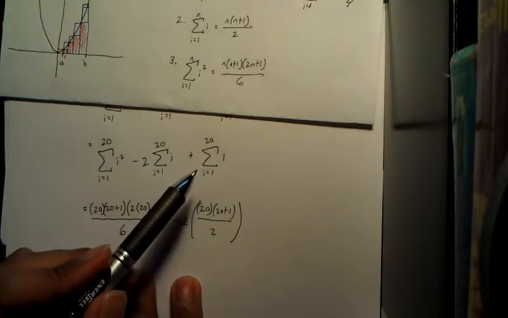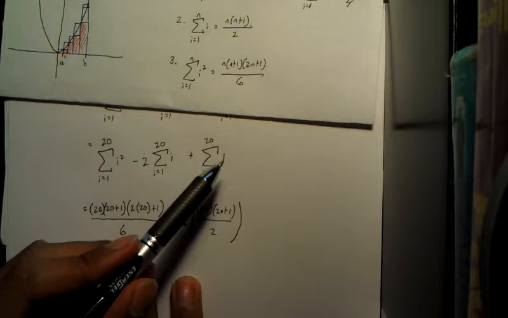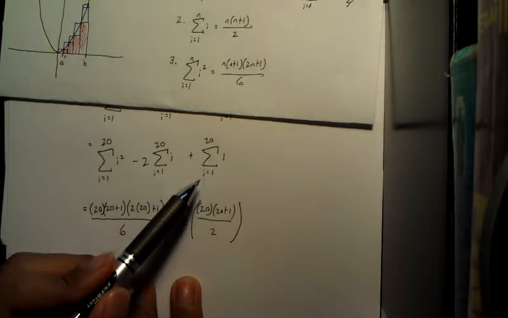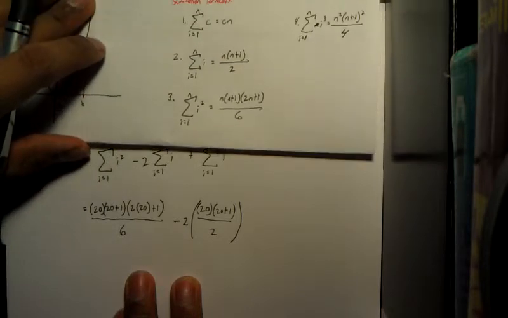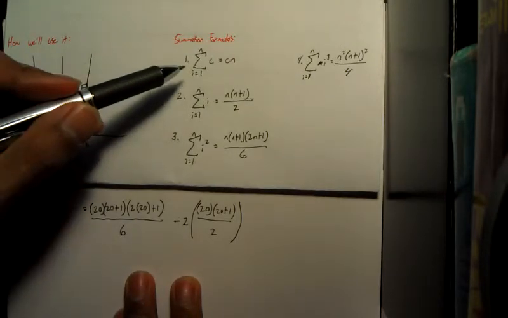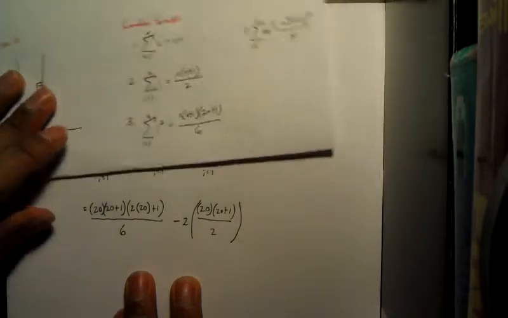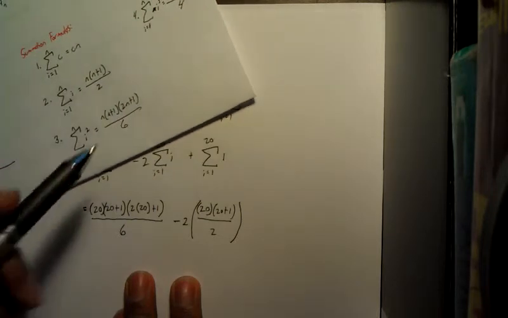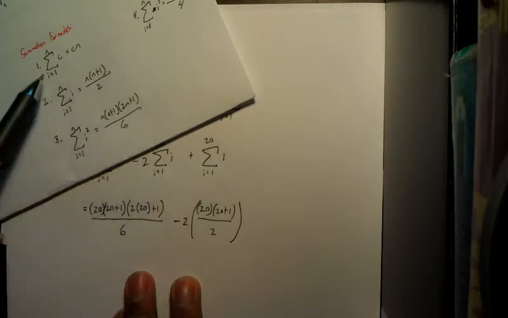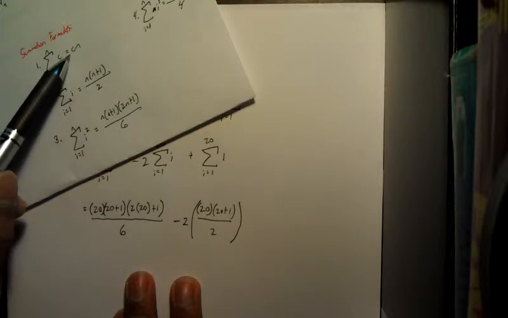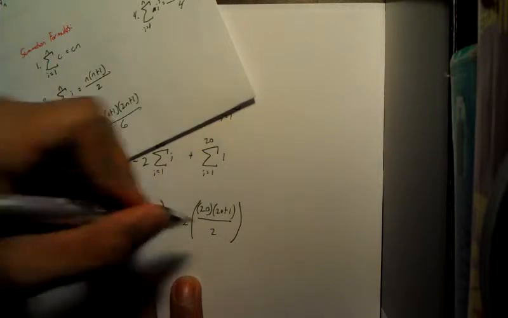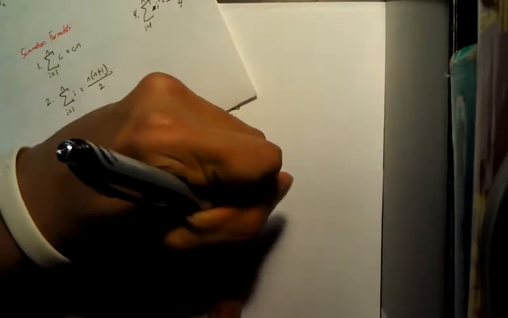And our final piece is plus the sum from i equals 1 to 20 of 1. This is where number 1 would come into play. Our constant in this case is 1. That's our c value, and then our n equals 20. So 1 times 20, that's going to be plus 20.